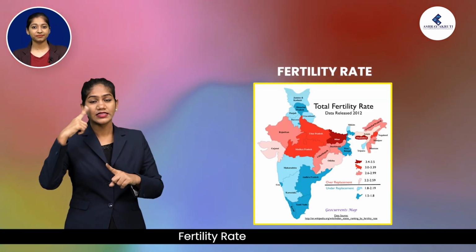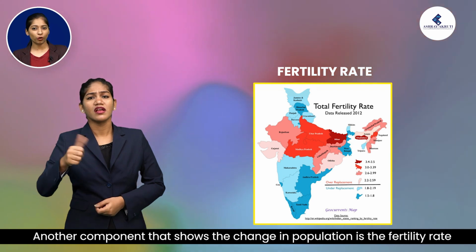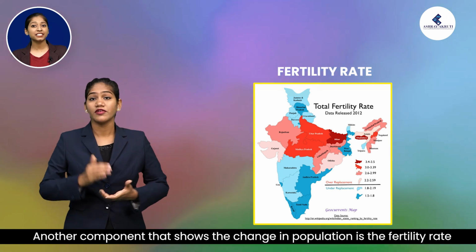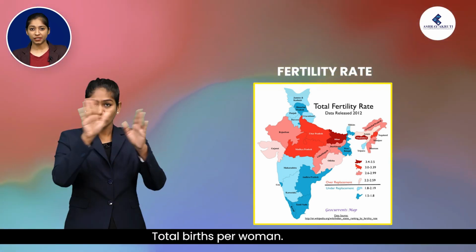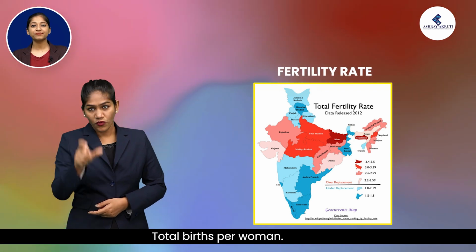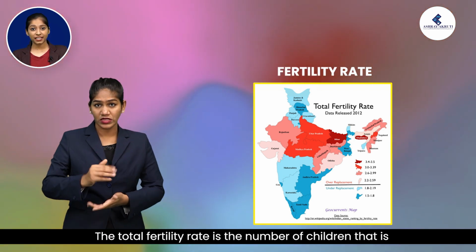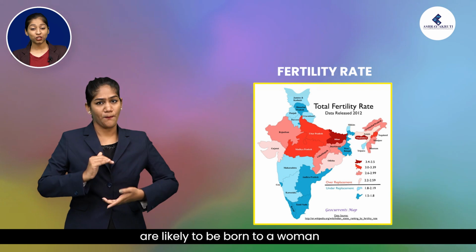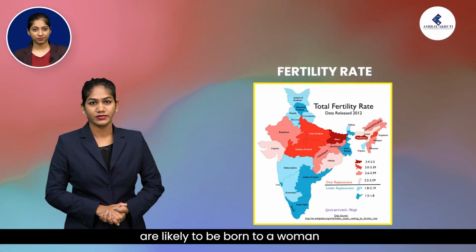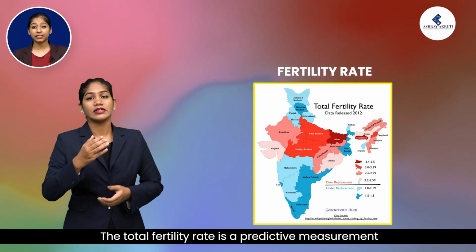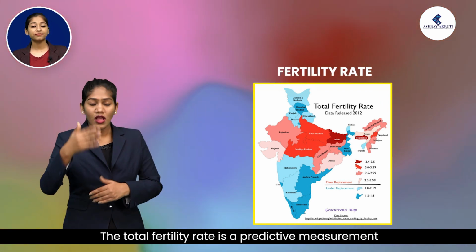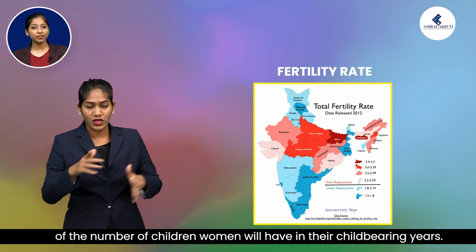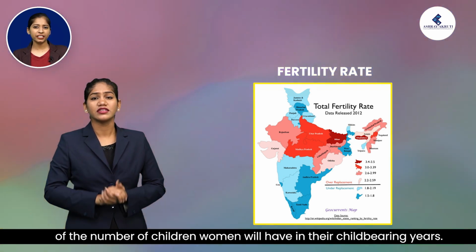Fertility rate. Another component that shows the change in population is the fertility rate. Total births per woman. The total fertility rate is the number of children that are likely to be born to a woman. The total fertility rate is a predictive measurement of the number of children women will have in their childbearing years.